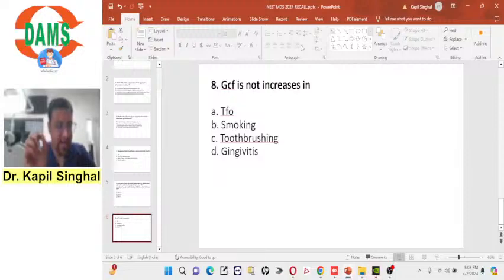Reverse architecture is seen in chronic periodontitis, in aggressive periodontitis, in TFO, and in necrotizing ulcerative periodontitis also. But the best option to choose out of these options is chronic. In chronic, the prevalence is maximum. So chronic periodontitis is the best answer, then TFO, then aggressive, and the last option would be necrotizing ulcerative gingivitis.